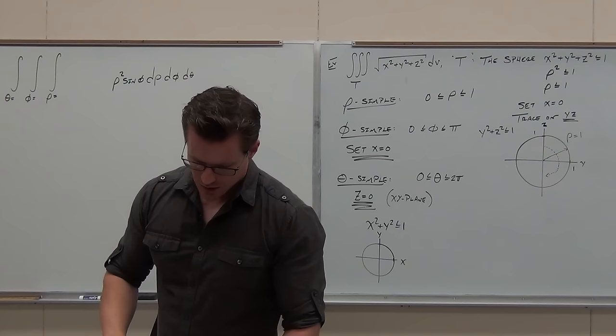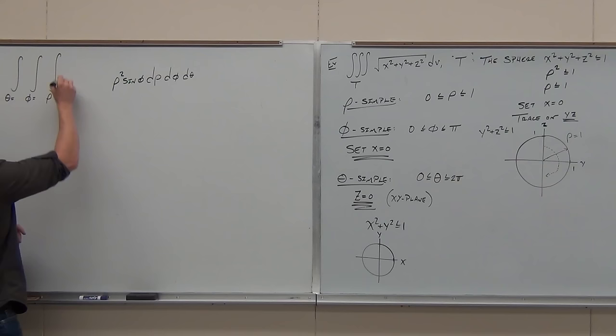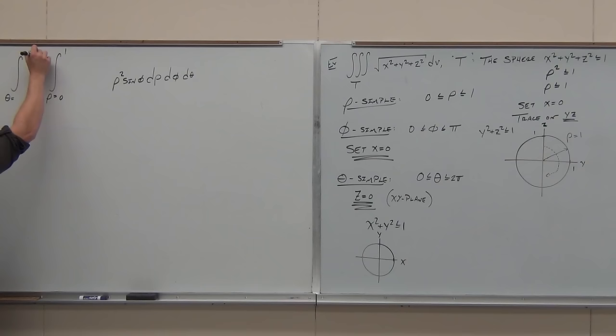Now, our rho, all you have to do is go down the line. We matched rho between 0 and 1. We matched phi, based on the same exact figure, between 0 and pi. And then we matched theta between 0 and 2 pi. So, you've made it at least that far.